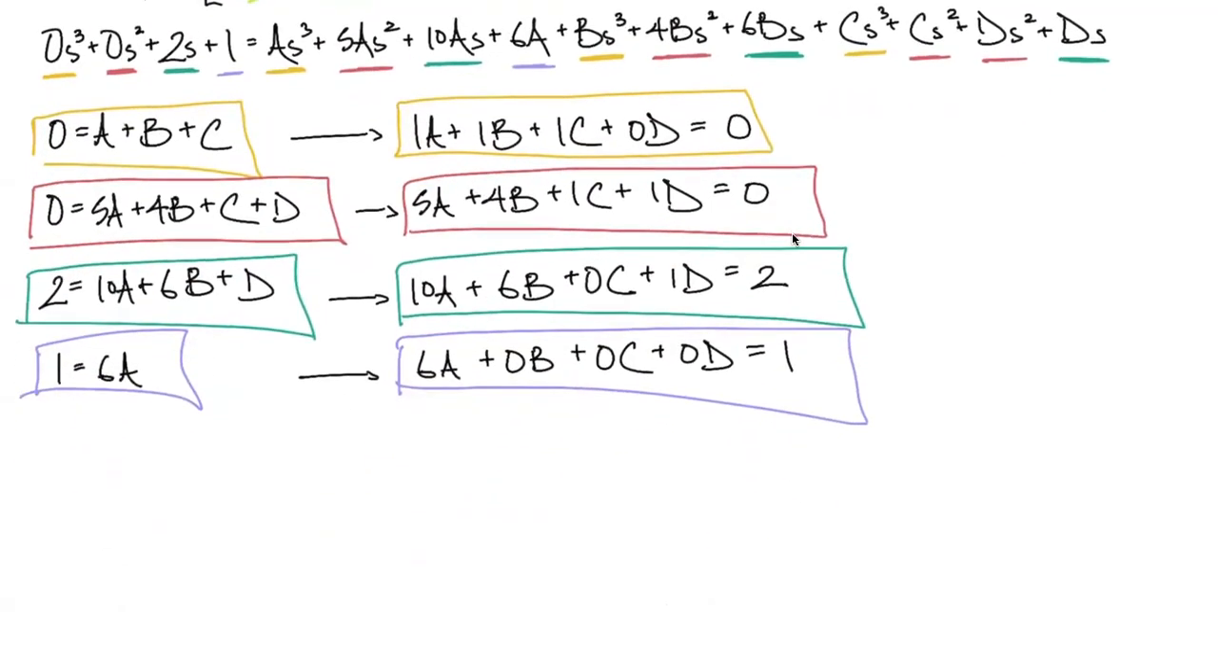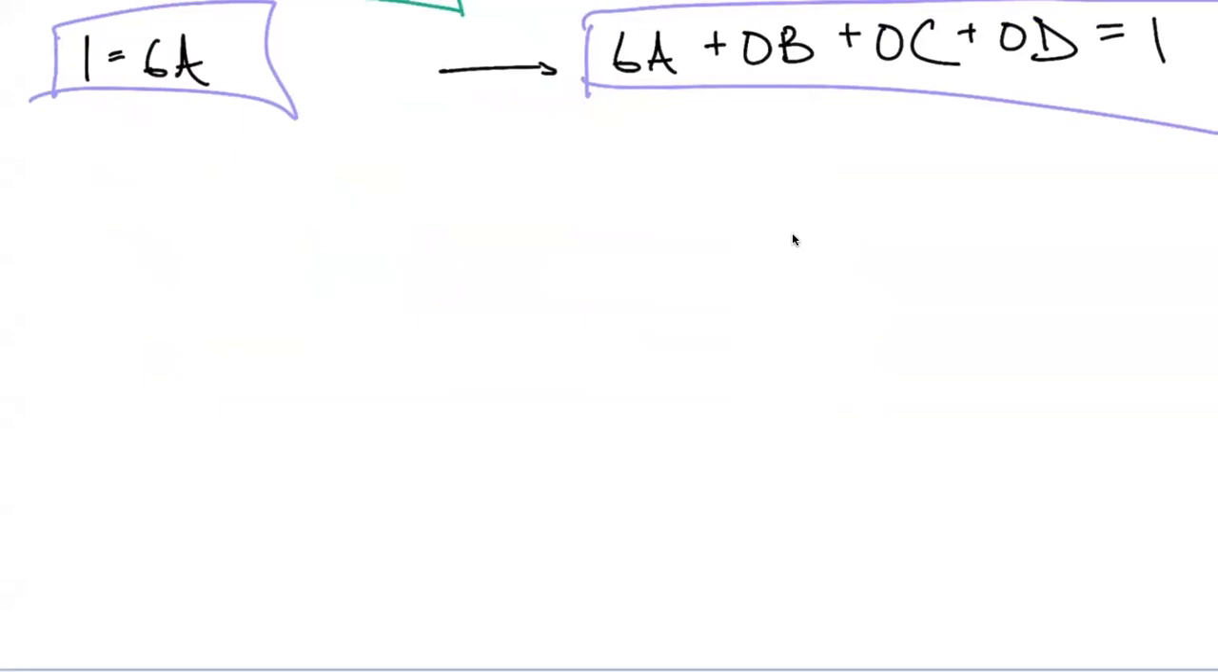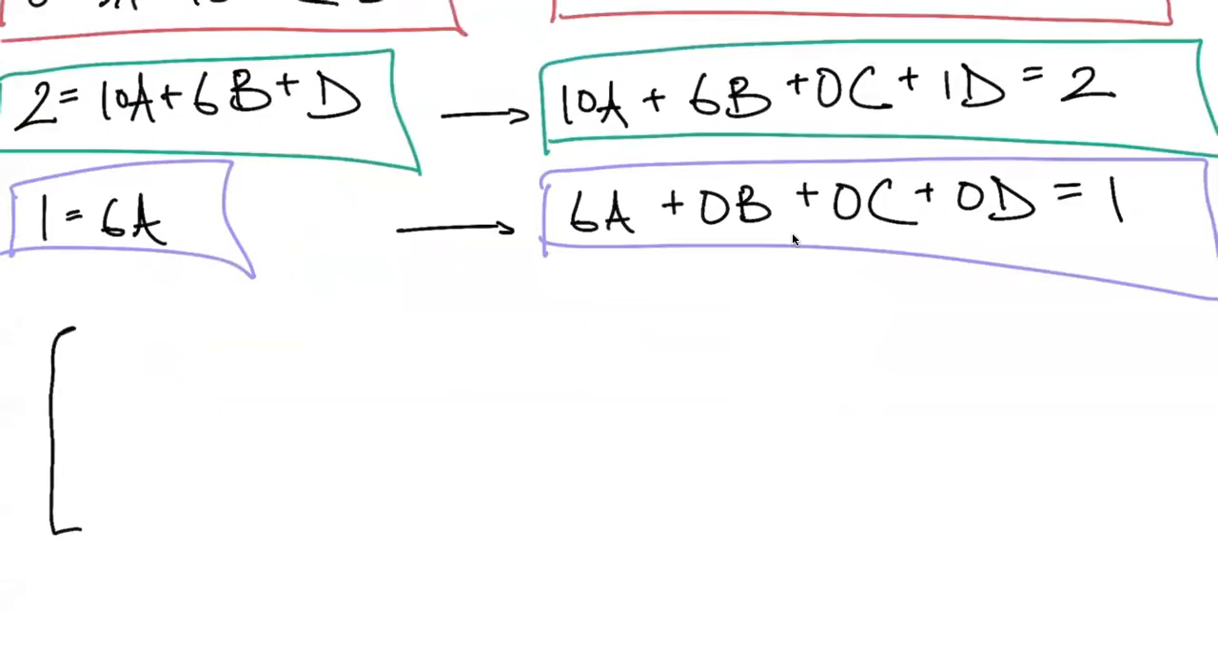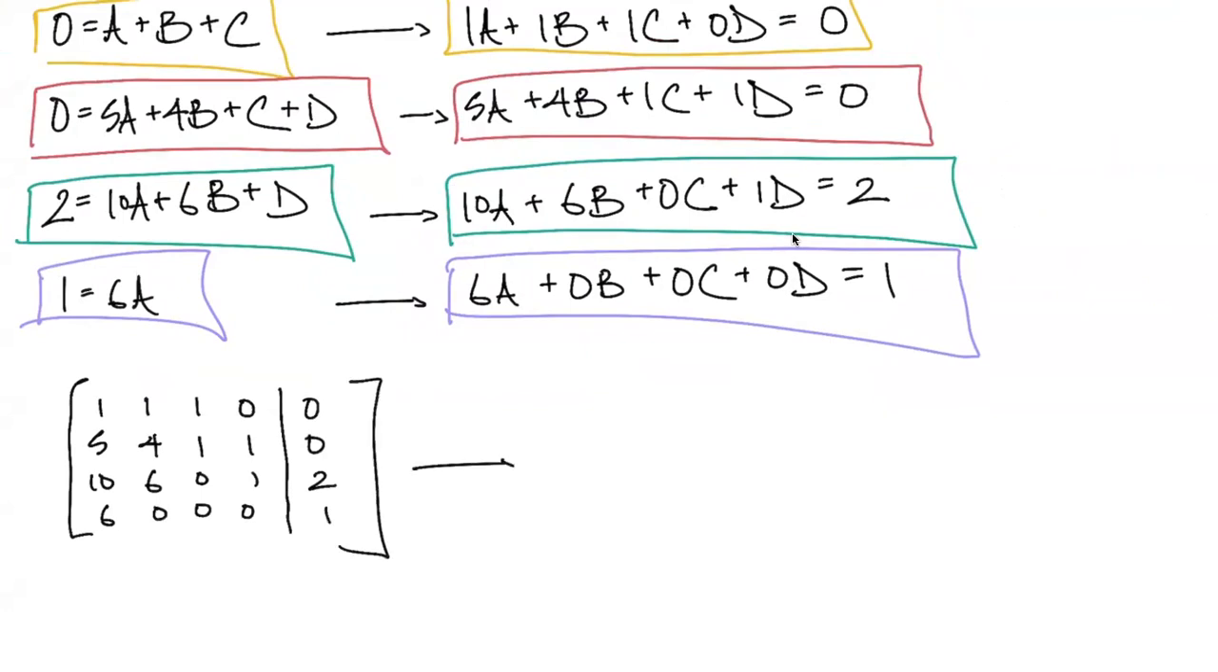Now, if you're wondering how you might show me your work here, I think some of us have actually been writing it in the matrix. And so that might look something like, let's make sure we get these numbers right. 1, 1, 1, 0, 0, and then 5, 4, 1, 1, 0. 10, 6, 0, 1, 2, 6, 0, 0, 0, 1. Right.